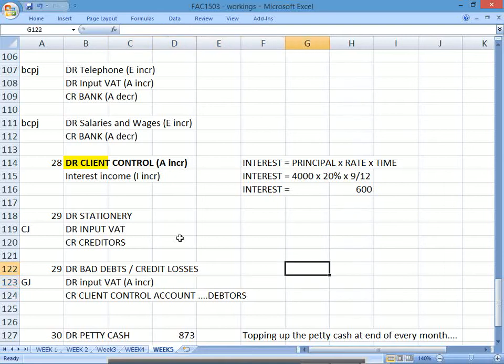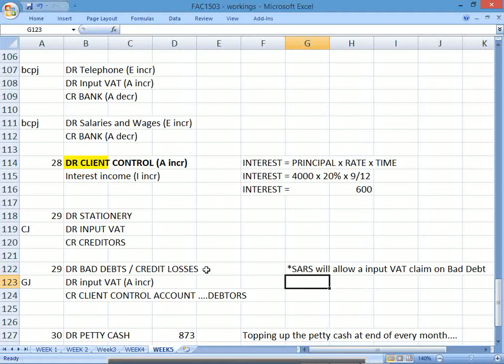Debit input VAT, asset increase. Right, just an asterisk here. SARS will allow an input VAT claim on bad debts. That's fine. Right, so that's everything.